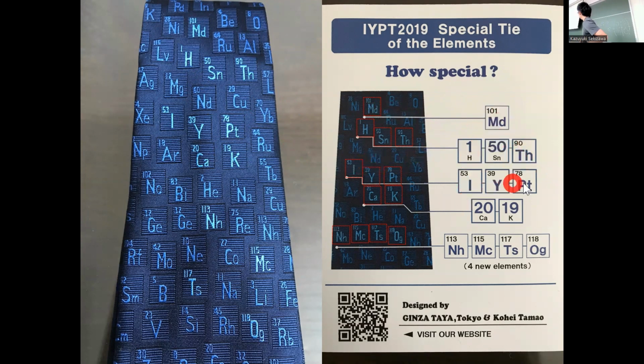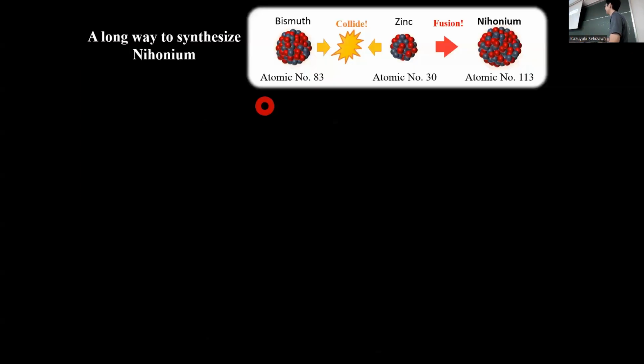150th International Year of the Periodic Table 2019 and 4 elements. So when I have a chance to wear a necktie, I always use this. But nuclear physicists rarely wear suits, so it is a very rare case. Anyhow, let me now explain how nihonium was synthesized experimentally.